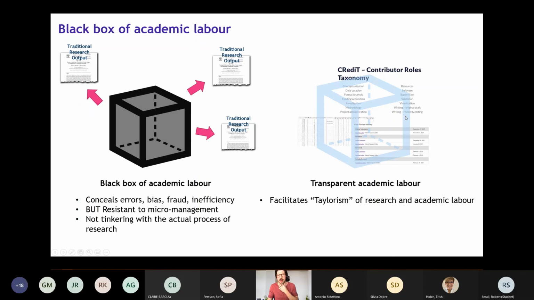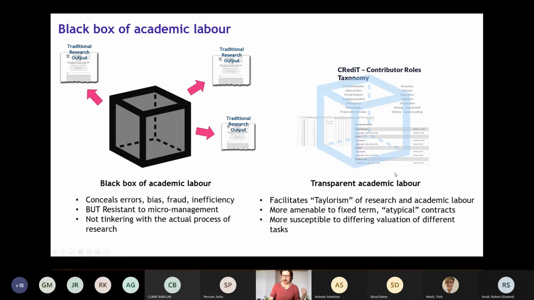So people are kind of scared perhaps that it's going to facilitate the university breaking down the research process and saying, oh, actually, we could be a lot more efficient at producing stuff if we only employed a data analyst for one job, only employed someone to do the data curation for another job, or only employed someone else to do the software for another job. So it makes it more amenable to atypical contracts, and the university saying, yeah, actually, we can be a lot more efficient at producing research by exploiting people a bit more and putting them on different contracts and getting them to do different things.